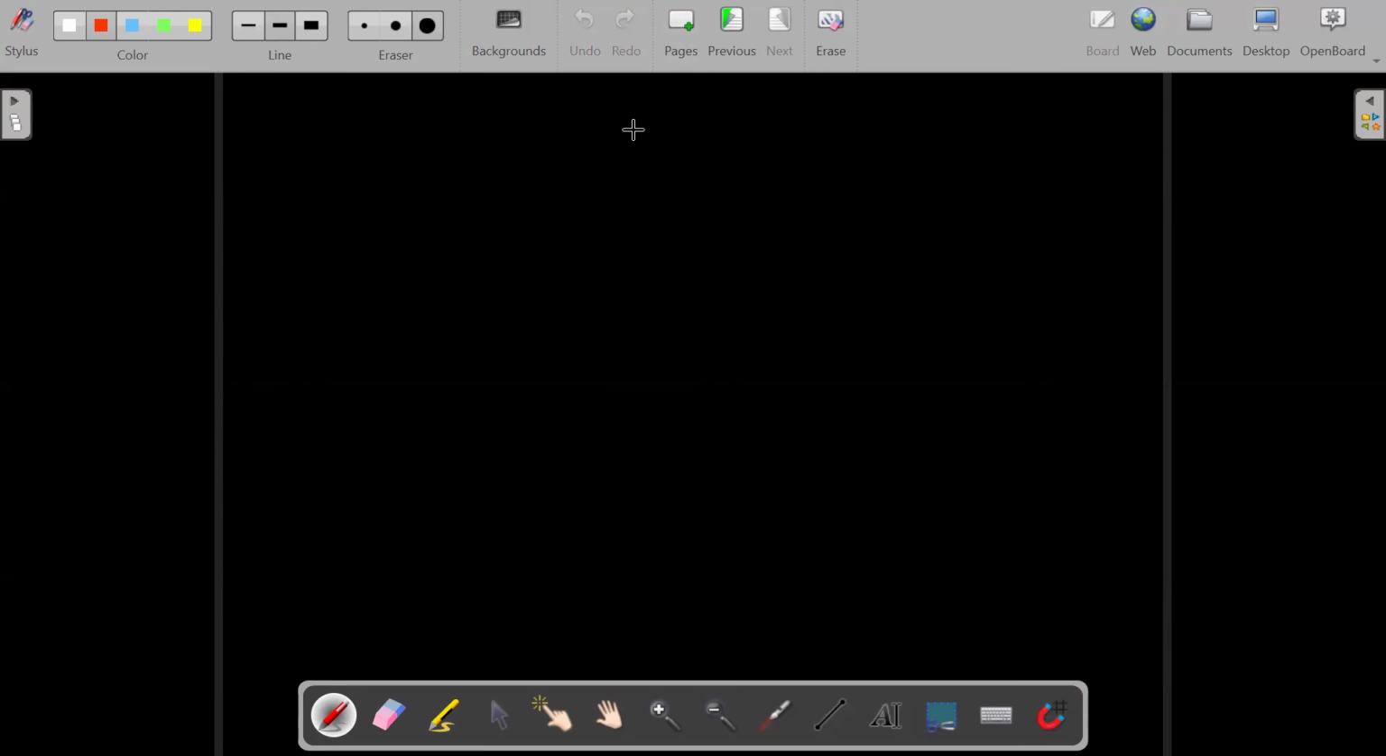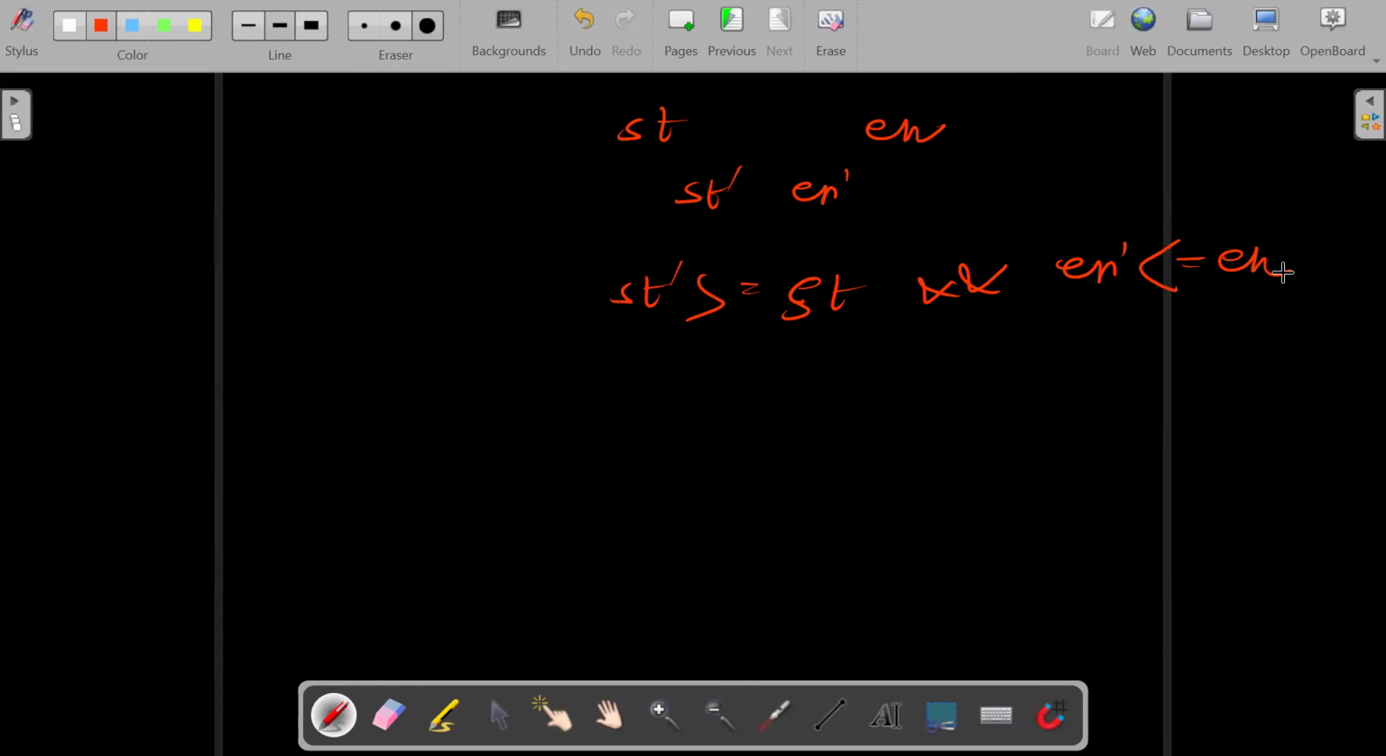Basically, we would require that any range from start till end would contain any other range, start prime to end prime, given that start prime is greater than or equal to start. And there is yet another condition: your end prime would be less than or equal to end. This condition must hold. So first thing, can I try to think greedily?